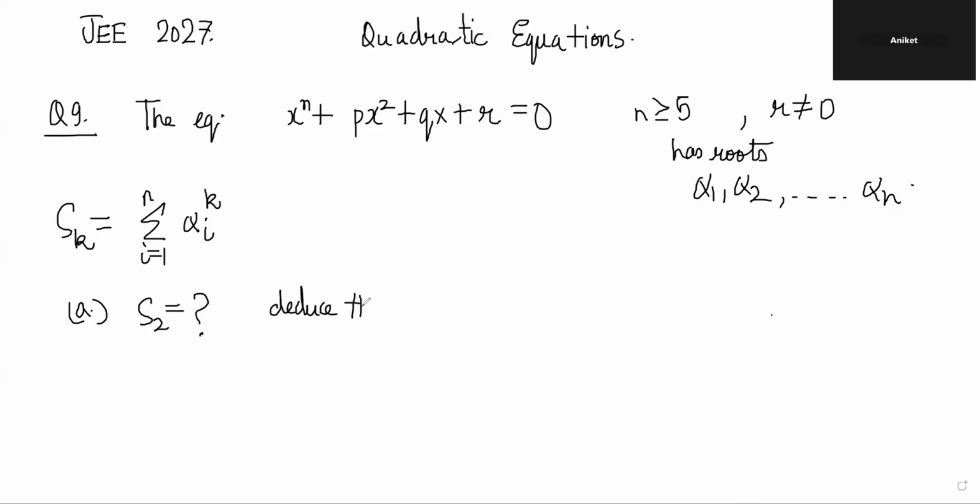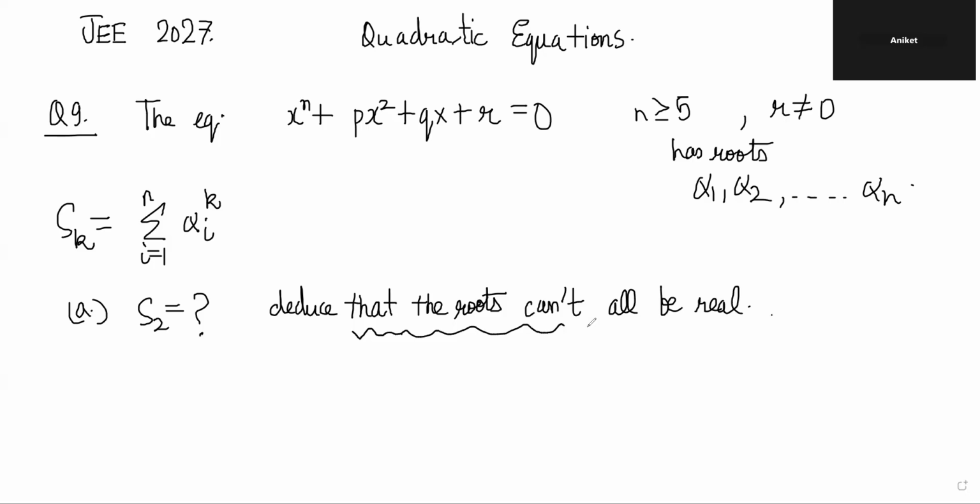Sir, we know that alpha 1 plus alpha 2 plus alpha 3 their sum is 0 because of the equation. Then we will square it. But I have a problem where we have to find alpha 1 alpha 2 plus alpha 2 alpha 3. We don't know if it is P or Q. That's the doubt.